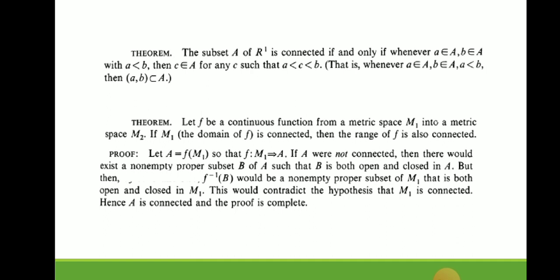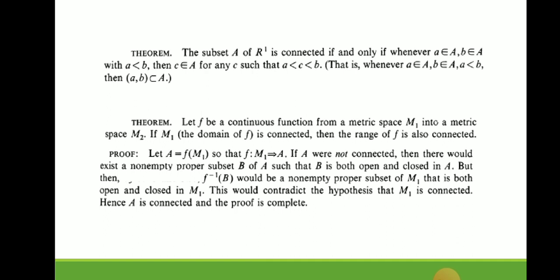That means if we choose any connected subset A in R with the absolute metric, then this set A is an interval. So this theorem explains what kind of connected sets there are in R with the usual metric, and what all the forms of the connected sets in R with the usual metric are. If the subset A of R is connected, then A must be an interval.